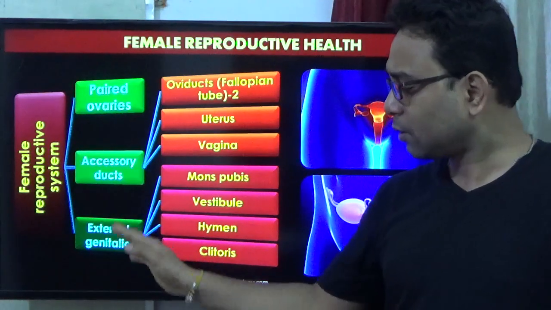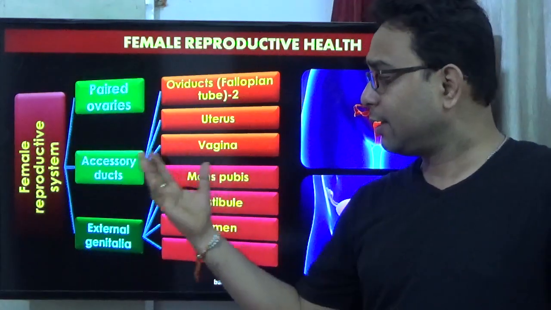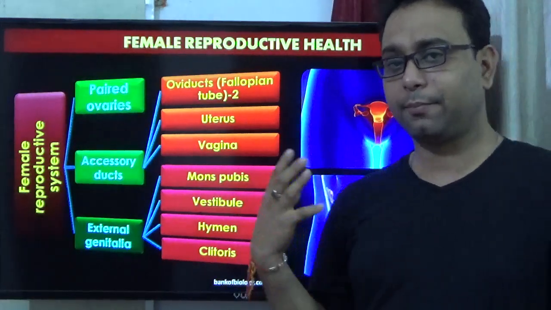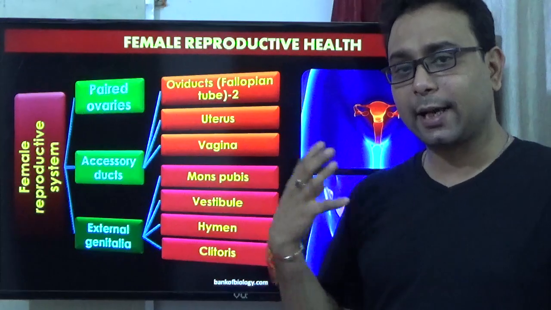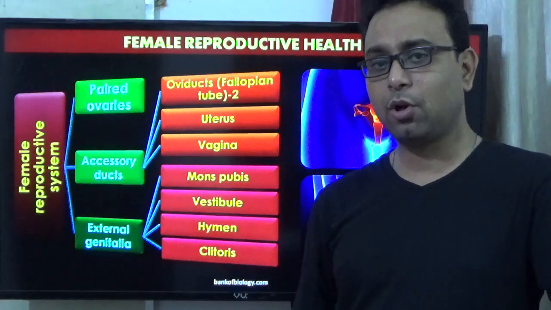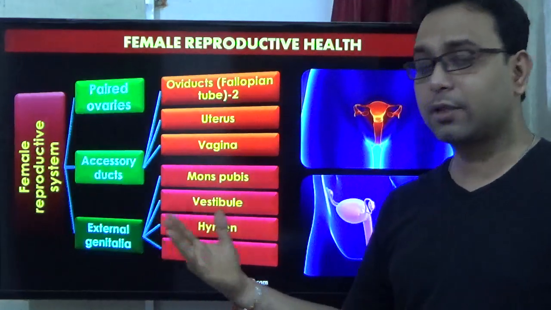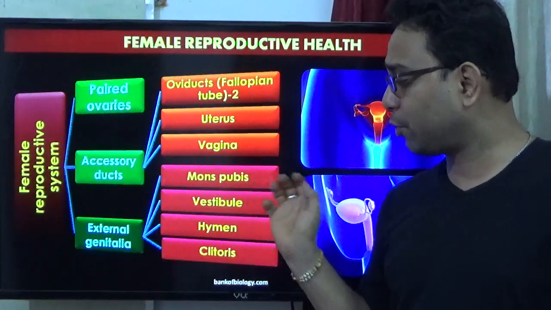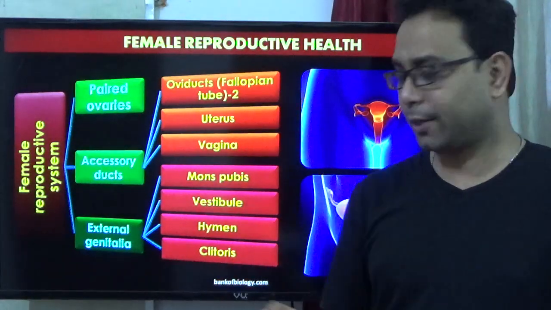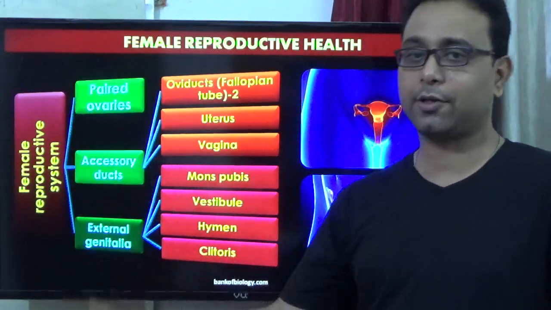But the external genitalia support the secondary accessory ducts and also help in the protection of the female reproductive tract. The glands help sexual reproduction indirectly, but they take an important role. This is the accessory or external genitalia. It includes the mons pubis, vestibule, hymen, and clitoris. Very important, very sensitive parts in the human female. But what is their role? We discuss it in today's class.